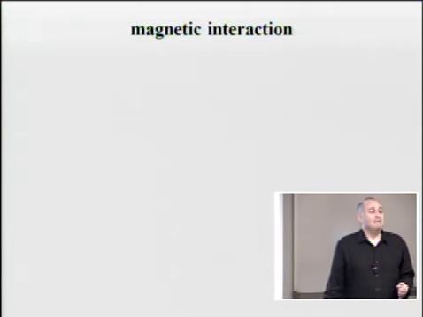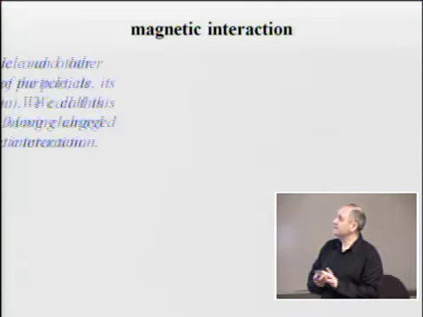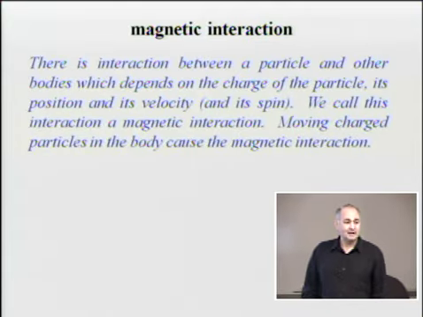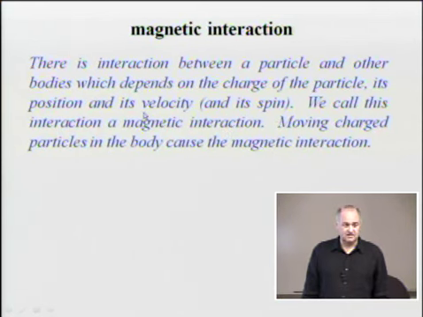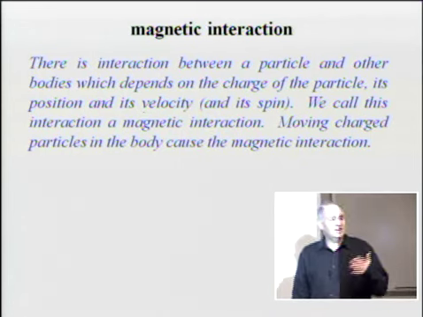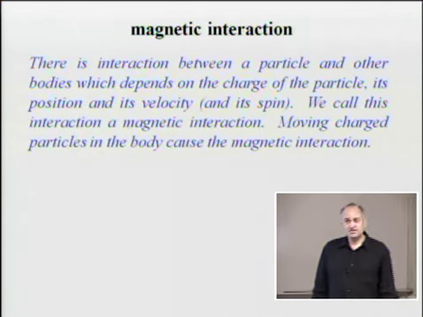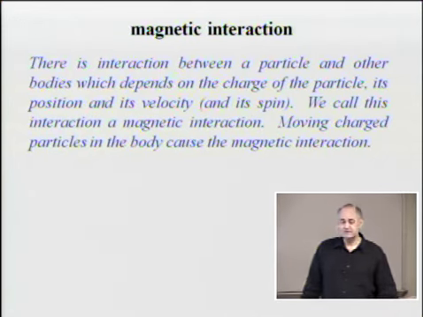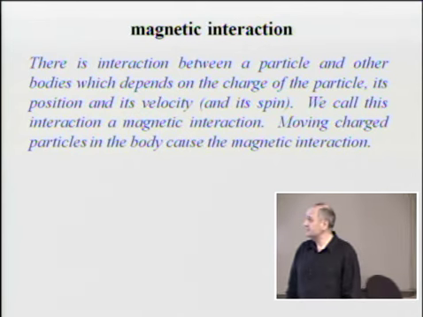All right, magnetic interaction depends on one more thing. Yeah, there is a type of interaction in which the force depends on the velocity of the particle. So we'll see that if a particle doesn't move, the force is zero. If a particle starts to move, the force is not zero. Classical physics explained this interaction only in terms of velocity.